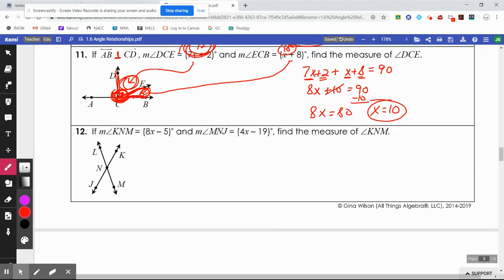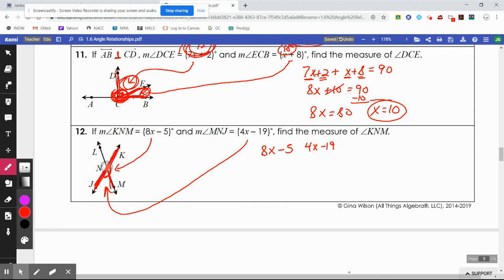And number 12. The measure of KNM. Let's find KNM, which is this angle. MNJ is this angle down here. And we see that those two angles form this straight line here. So those two angles form a linear pair. They add up to 180. They're supplementary. So angle KNM and angle MNJ.